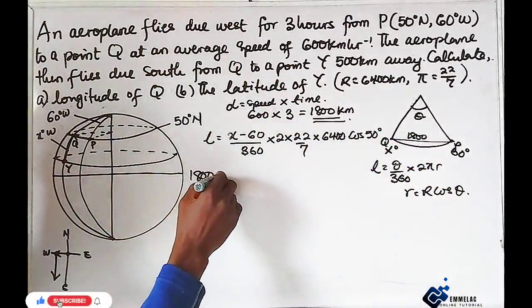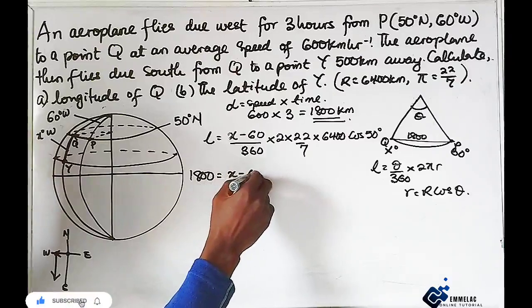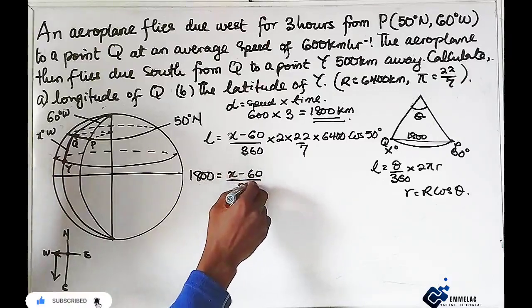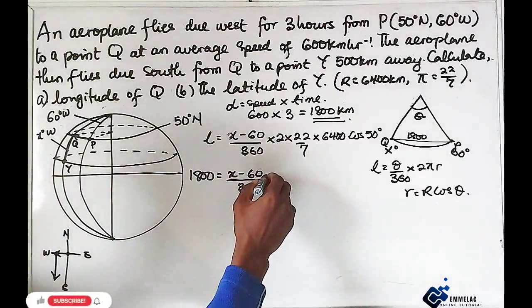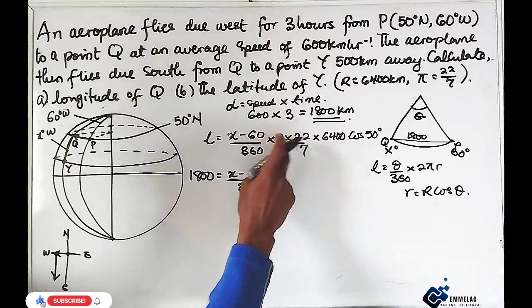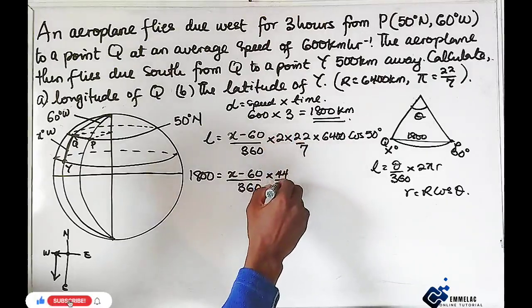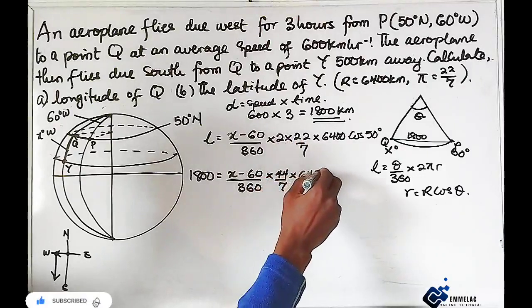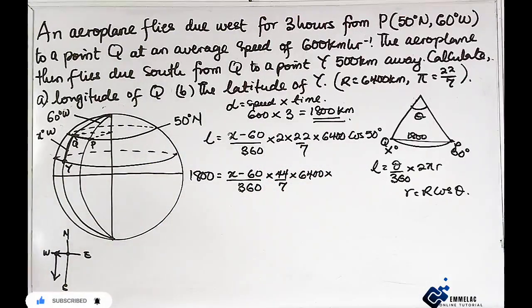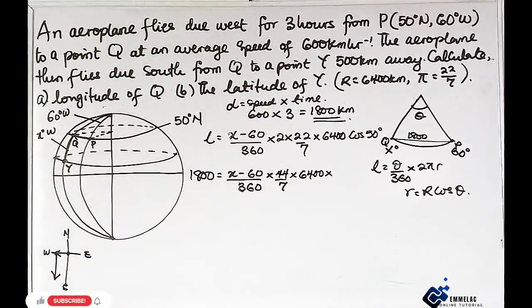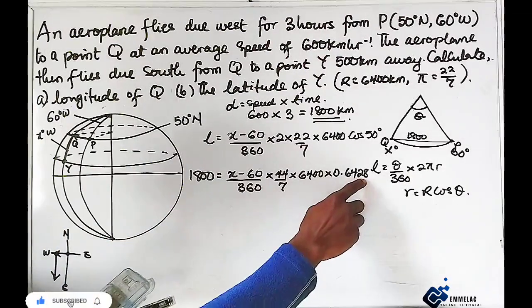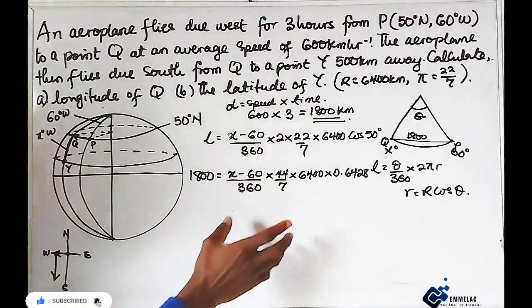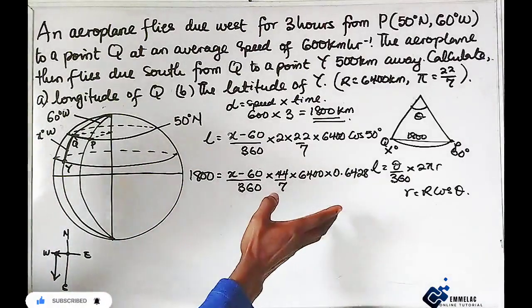So 1800 equals (X minus 60) over 360, then times 444 over 7 times 6400, now times cos 50. Now cos 50 here will be 0.6428. All right, now what we need to do now is just to simplify this.